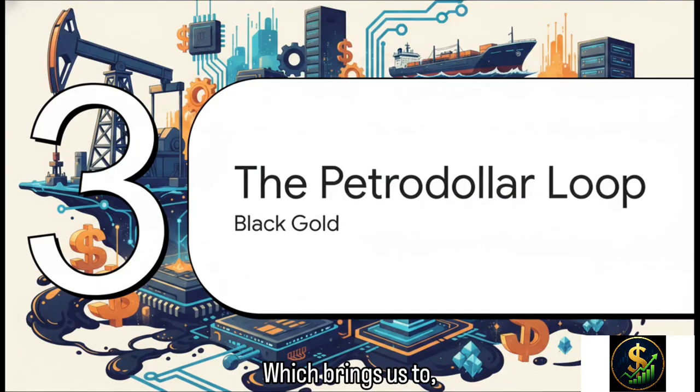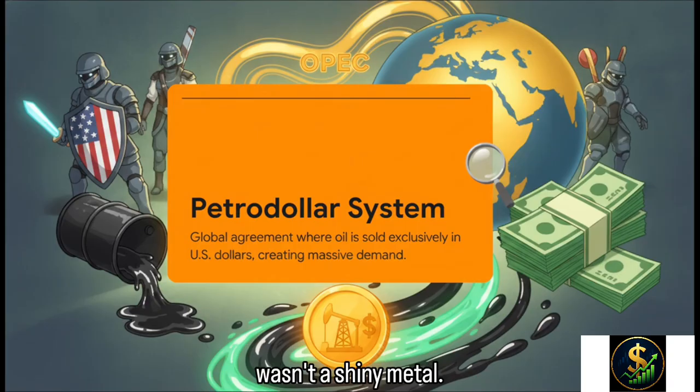Which brings us to Section 3, the petrodollar loop, black gold. That new anchor? It wasn't a shiny metal. It was something the modern world literally could not survive without. Enter the petrodollar system. In 1974, the US makes this incredibly strategic deal with Saudi Arabia. America agrees to guarantee military protection for the Saudi royal family. In exchange, Saudi Arabia and eventually the rest of OPEC agrees to sell their oil exclusively in US dollars.